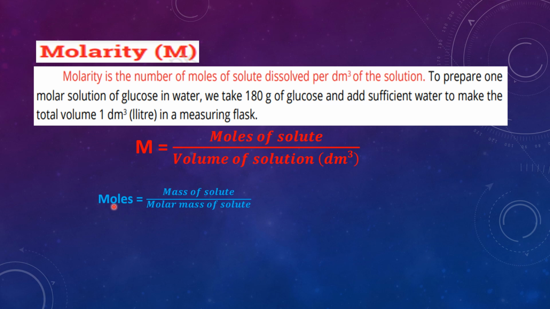So when we want to calculate the moles of the solute, what we have to do is divide the given mass of the solute by the molar mass of the solute. As you can see here, if you want to prepare a 1 molar solution of glucose, we take 180 gram of glucose, which is the molar mass of glucose. So 180 gram of glucose dissolved in 1 liter will be equal to a 1 molar solution. So the moles of solute are calculated as given in the formula.